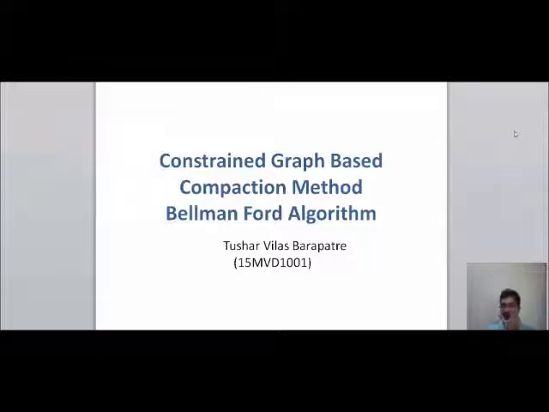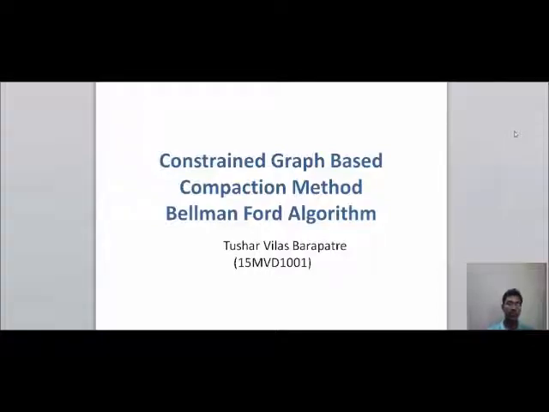The Bellman Ford algorithm is used to find the minimum distance between two nodes. The advantage of the Bellman Ford algorithm over other algorithms is that it works on negative weights also, and it also finds a negative weight cycle in the graph. In a negative weight cycle, we cannot find the shortest distance because it carries on with the loop.